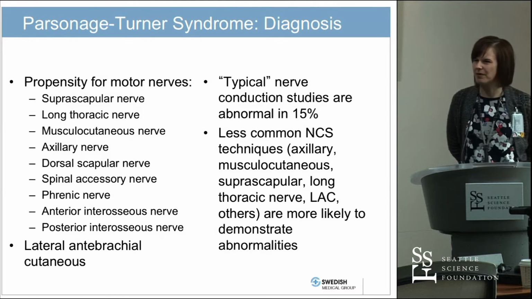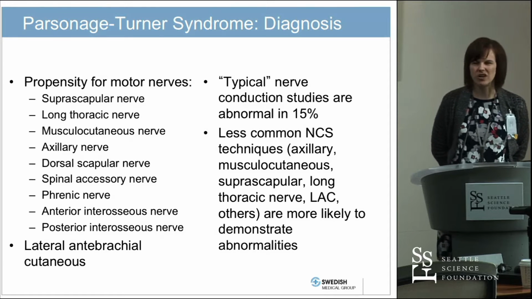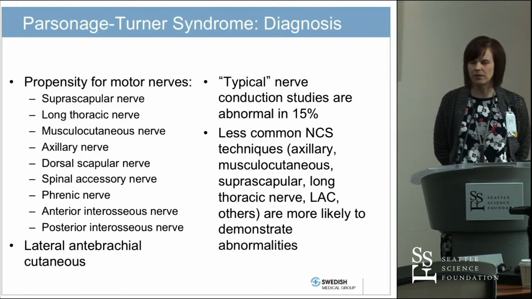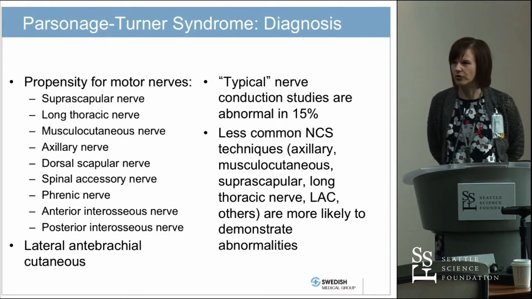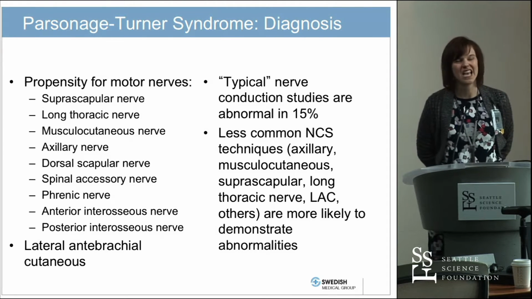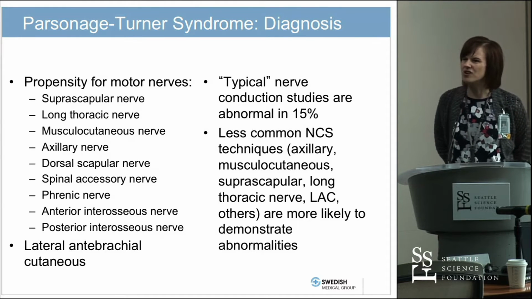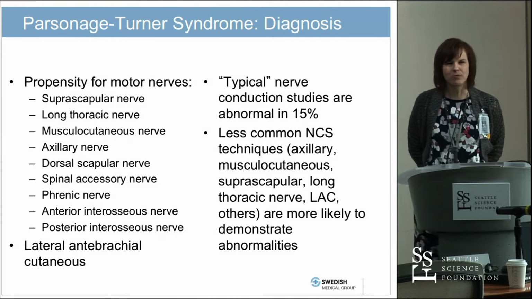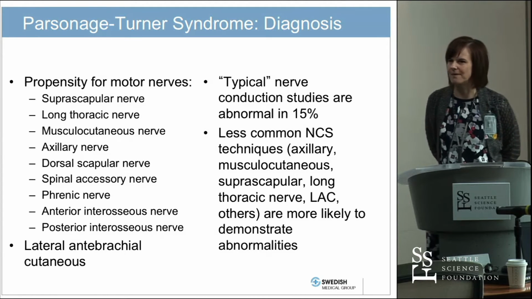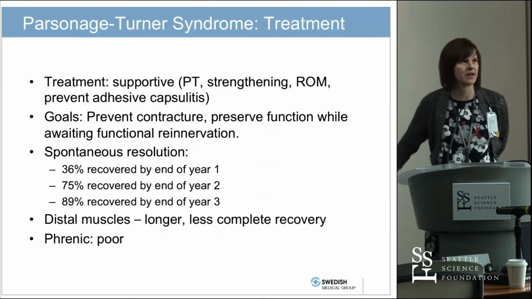So if you send somebody for an EMG and they just get a routine run-of-the-mill radic screen and rule out carpal tunnel, you'll probably miss it. You've got to actually look at those proximal motor nerves, and those nerve conduction studies are more challenging. They don't have great normative data, and they're not well taught in residency programs. And so if you think someone has Parsonage-Turner syndrome, you've got to make certain to send to someone who has a fair amount of experience in electrodiagnostics.